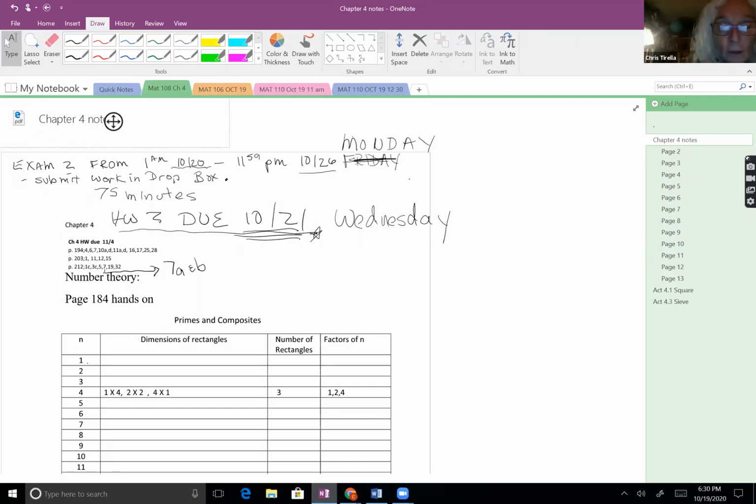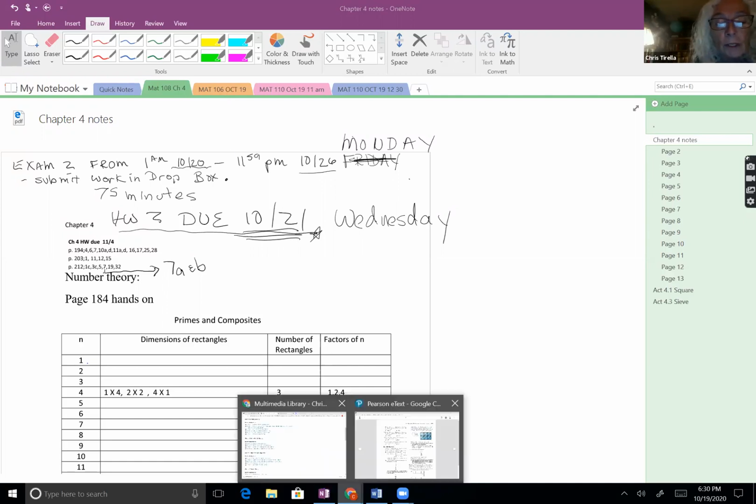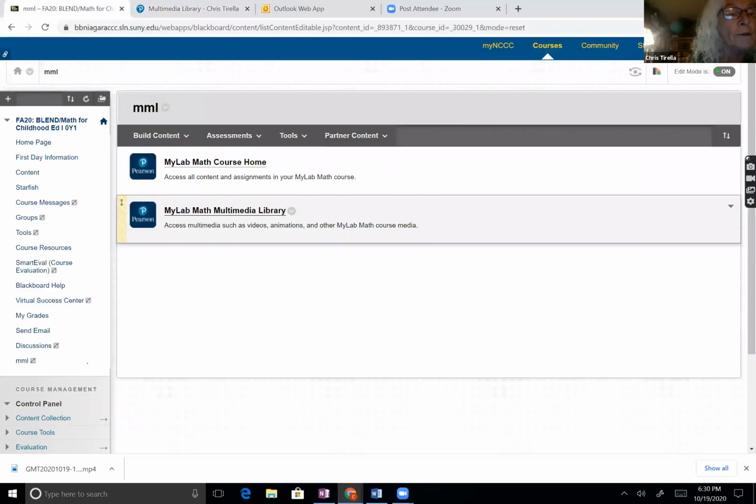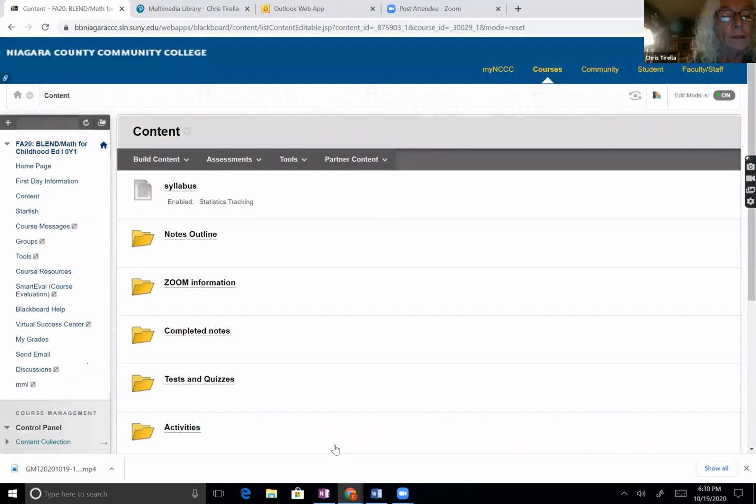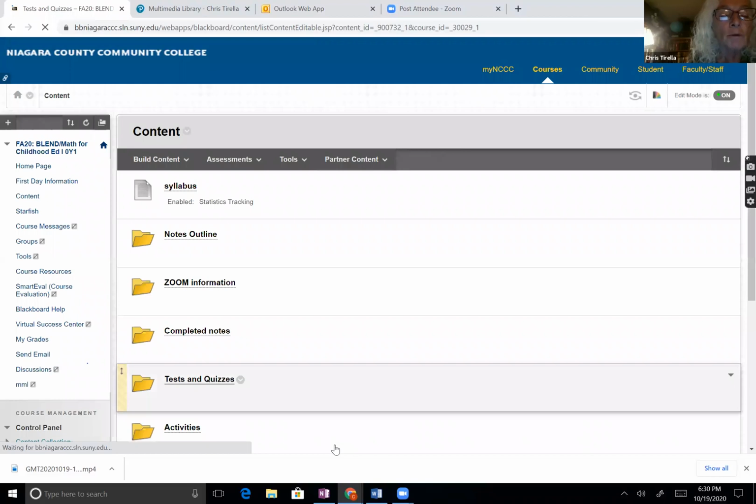So if I look right now in Blackboard for this test, you're going to see that I made a separate folder for the test.